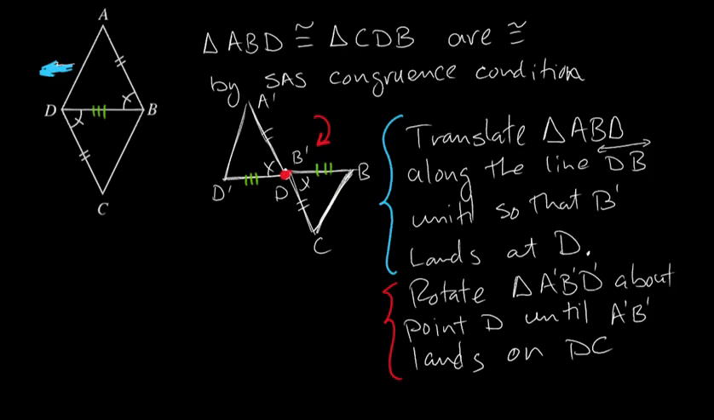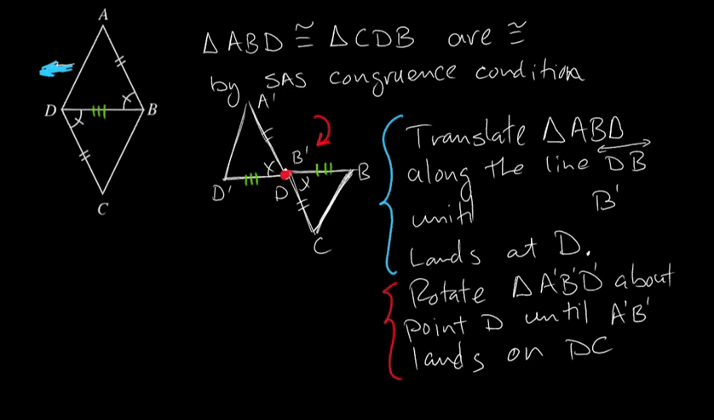Okay, so these are the two things that I said. I'm going to translate triangle ABD along line DB until B prime lands on D. And then once I've done that, I'm going to take this triangle A prime, B prime, D prime, the one that I just moved over, and rotate it around point D that I marked in red until AB lines up with DC.